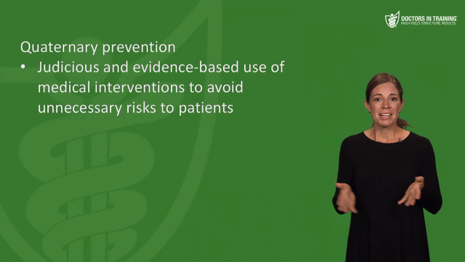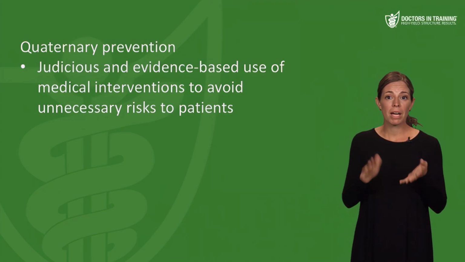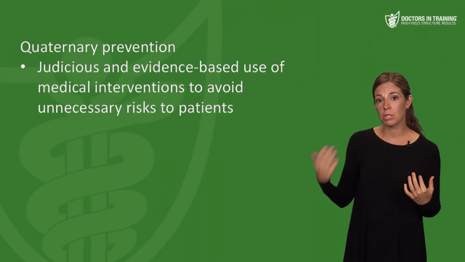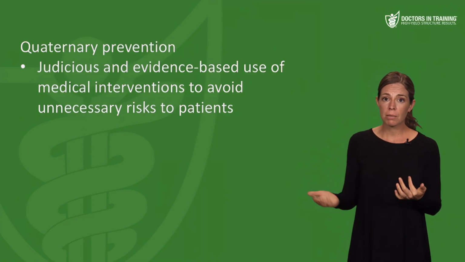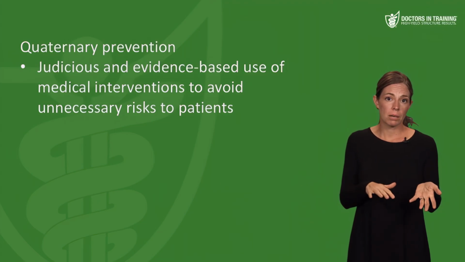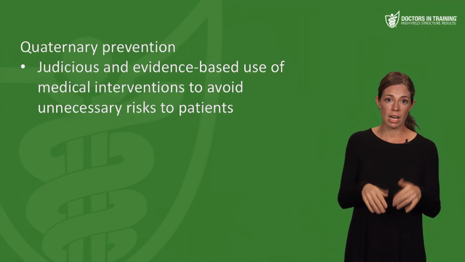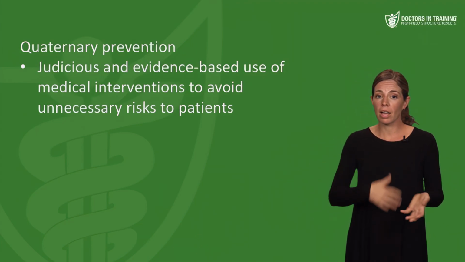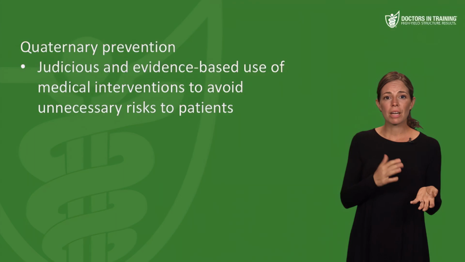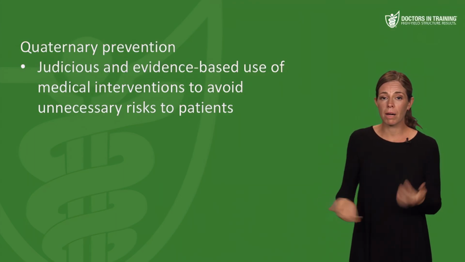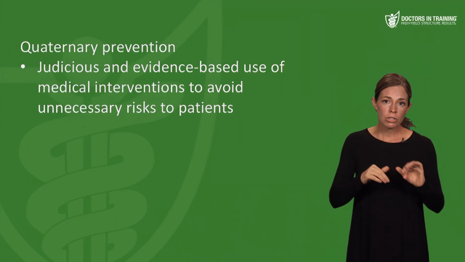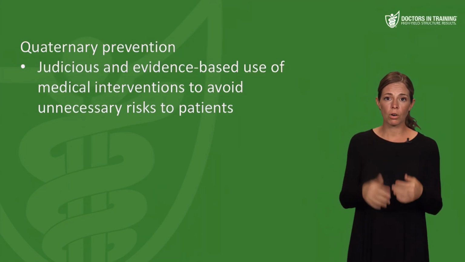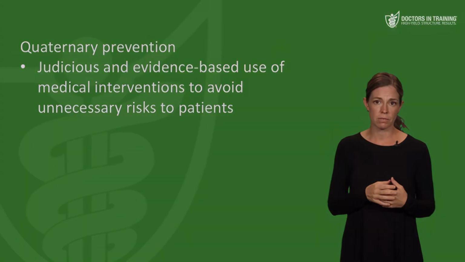And then quaternary prevention is sort of a new name for an old concept. First, do no harm. The idea that patients can be harmed by overdiagnosis and overtreatment, and we want to avoid that by not recommending potentially harmful things. So for example, a patient gets unnecessary antibiotics for a viral infection and then has a serious reaction to the unnecessary antibiotic. This could be avoided by not giving the antibiotic. Another example is causing patients undue stress by ordering too many tests. So quaternary prevention is judicious and evidence-based use of medical interventions in order to avoid unnecessary risk to patient.